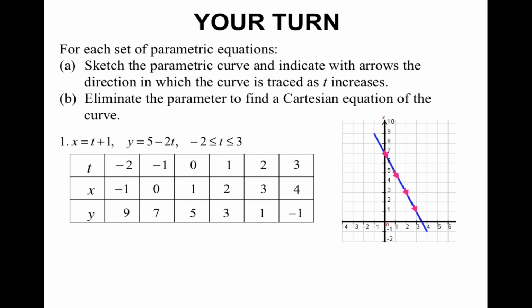Now we're going to solve for t in one of these equations, and it makes sense to solve for t in x equals t plus 1. So t equals x minus 1. Plug that into the other one and simplify. So you get y equals -2x plus 7.